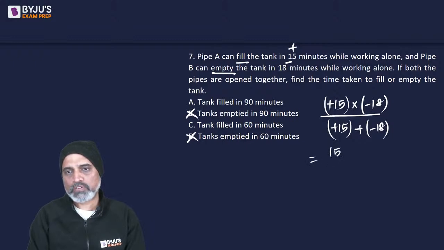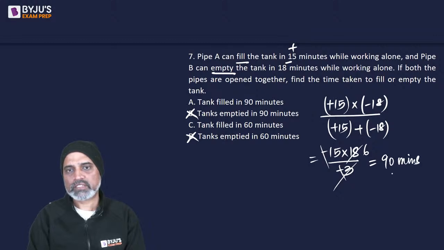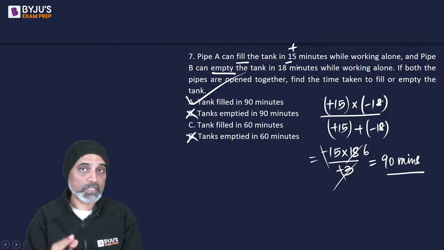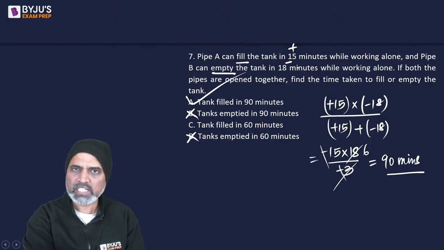So this is going to be 15 into minus 18, upon minus 3. So minus and minus cancel out, and this is 6. So 15 into 18 divided by 3 is going to be 90 minutes. The tank gets filled in 90 minutes. In the final answer the minus and minus cancel, so it will get filled.